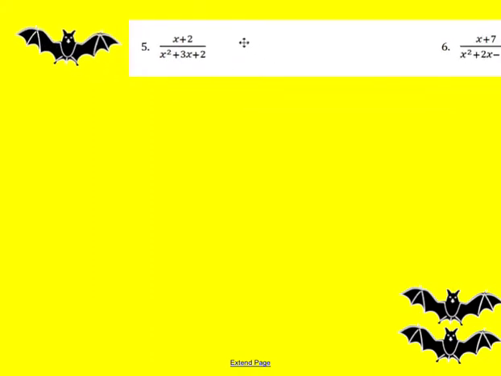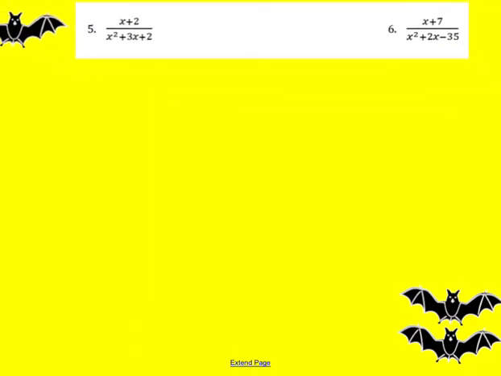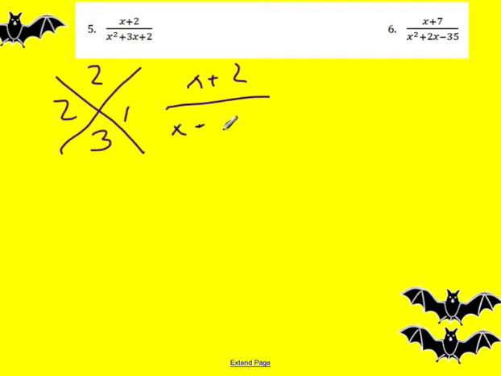So for starters, on that first one, we need to factor out that bottom, the denominator. So I need to factor out that x squared plus 3x plus 2. So I'm multiplying to 2 and adding to 3. So that's going to be 2 and 1. So then let's take a look at what that gives us. So then we have x plus 2 divided by x plus 2 times x plus 1.